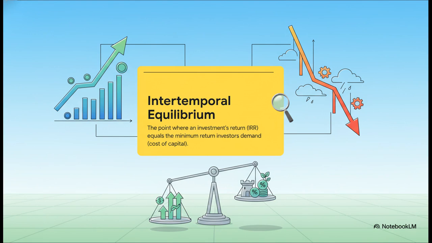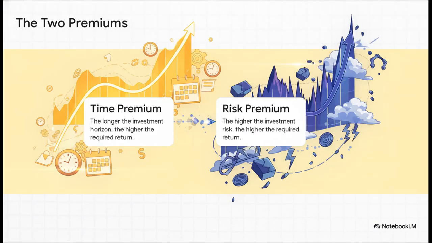There's this core economic idea called intertemporal equilibrium. And I know that sounds super complicated, right? But stick with me, because the idea behind it is actually pretty simple. It's just the market sweet spot. That perfect balance point where the return you get from an investment is exactly what investors need to be convinced to part with their money in the first place. So how do we find that sweet spot?